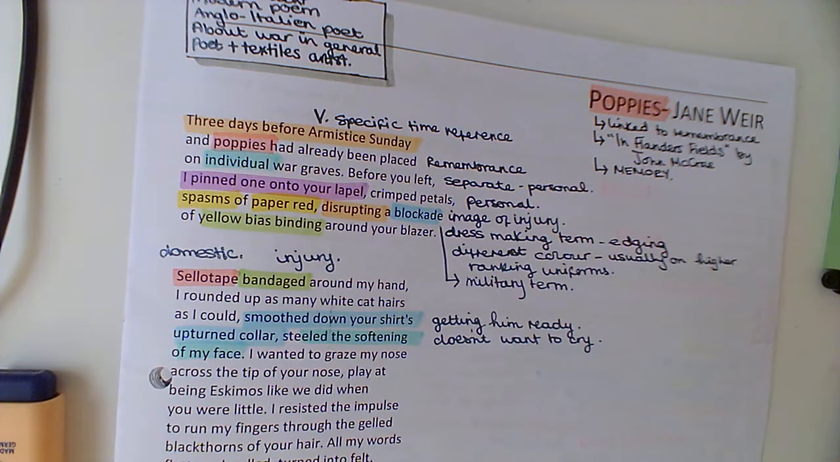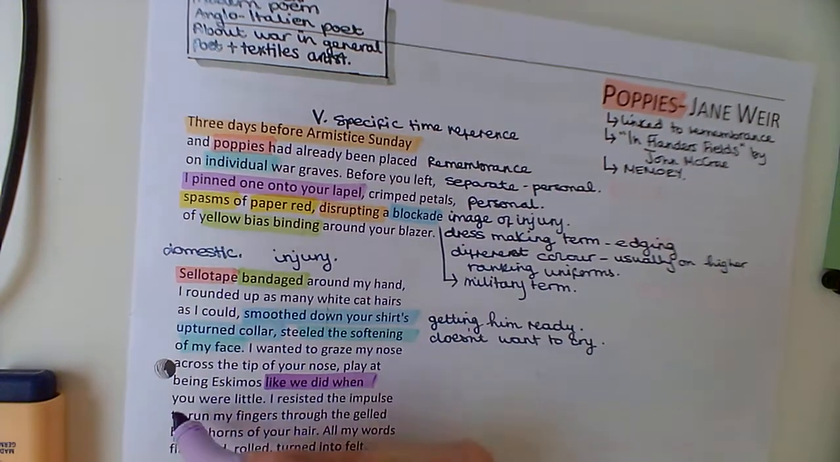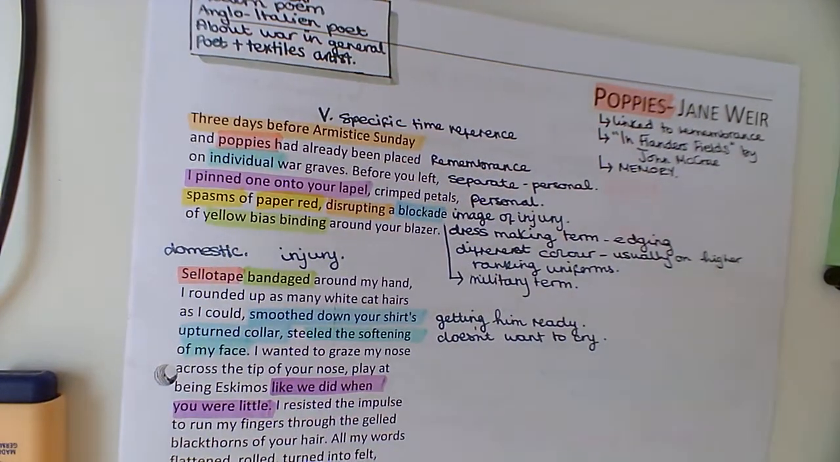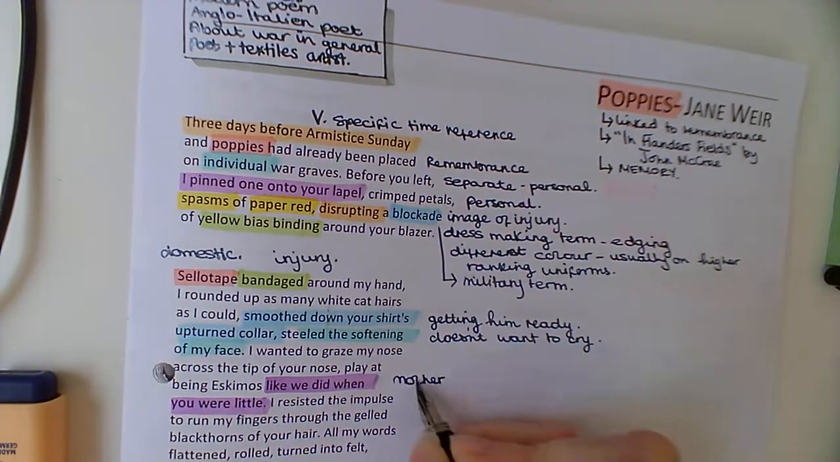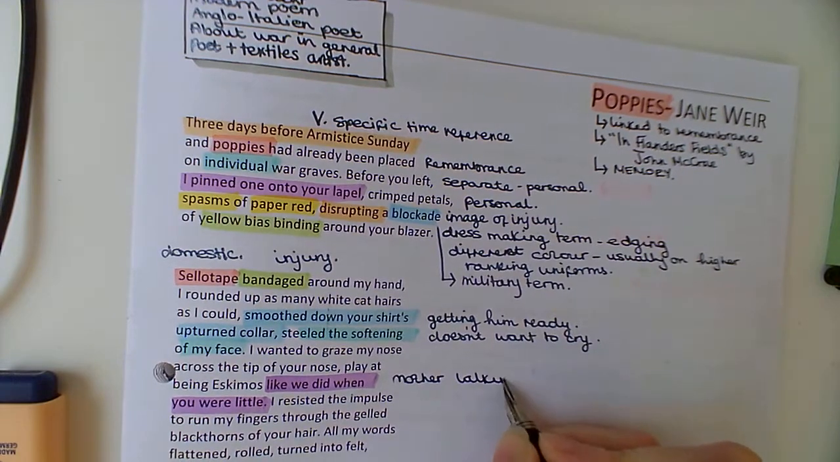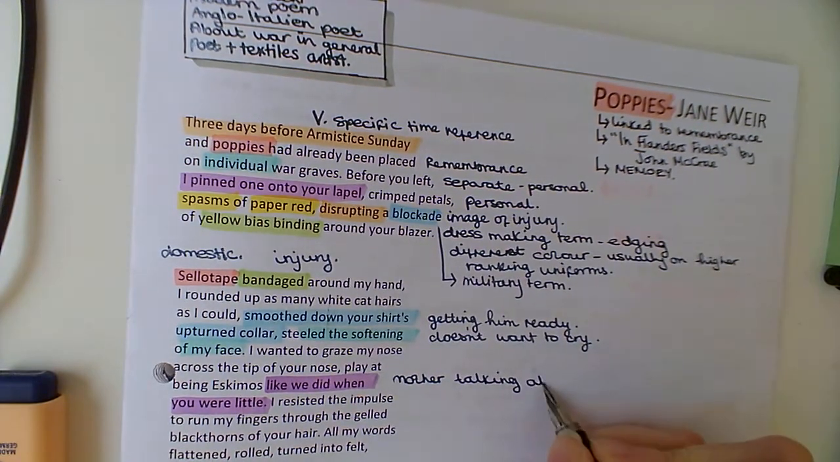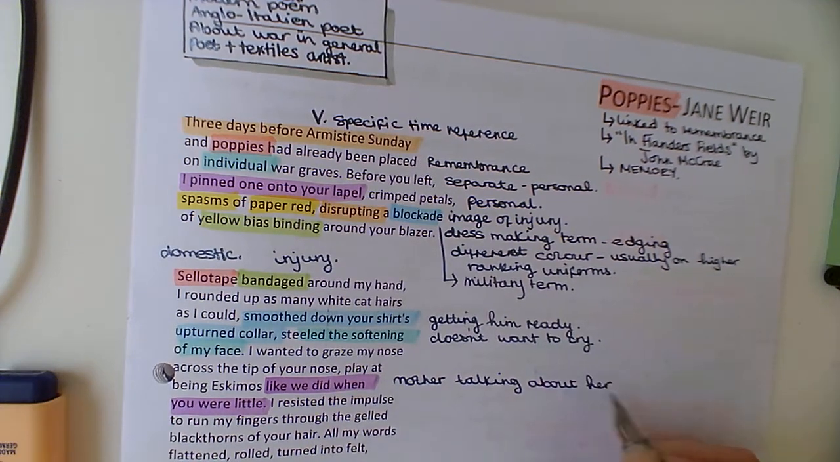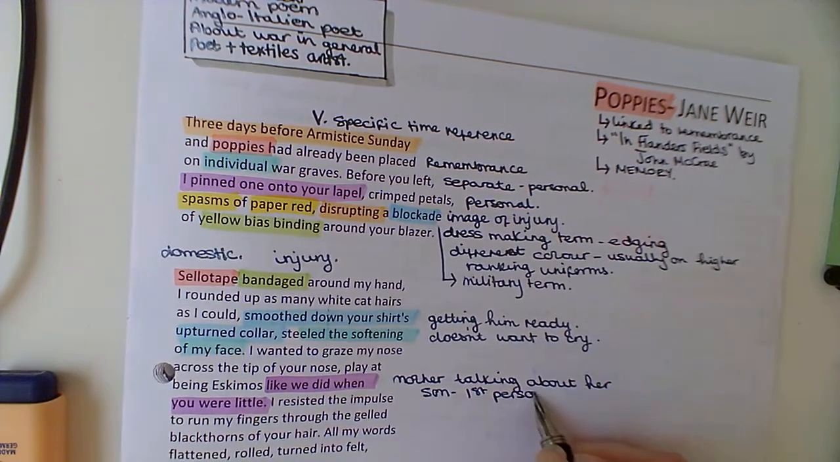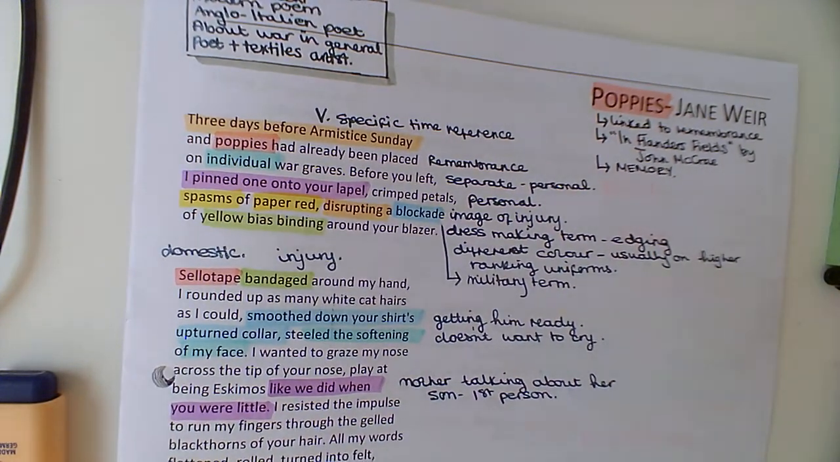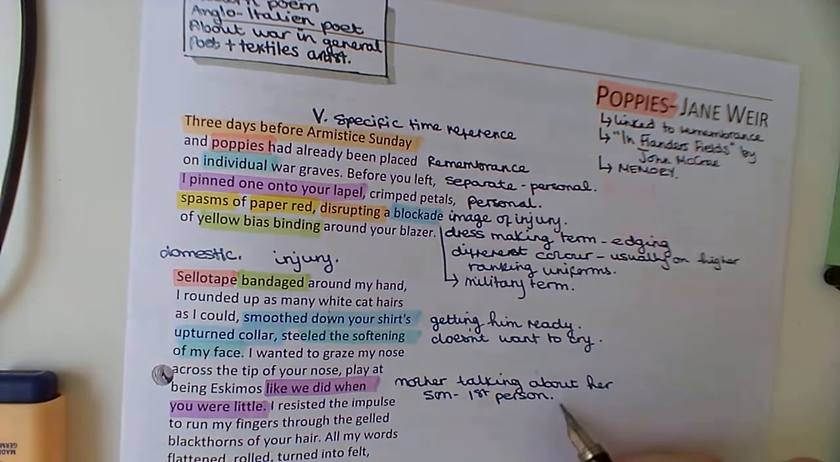And what she wants to do, I wanted to graze my nose across the tip of your nose, play at being Eskimos like we did when you were little. And this is where we realise that we're looking at a mother. This is a mother talking to her son. Or talking about her son. It's all first person. And we've got this kind of weird sort of complex past tense thing going on right the way through.